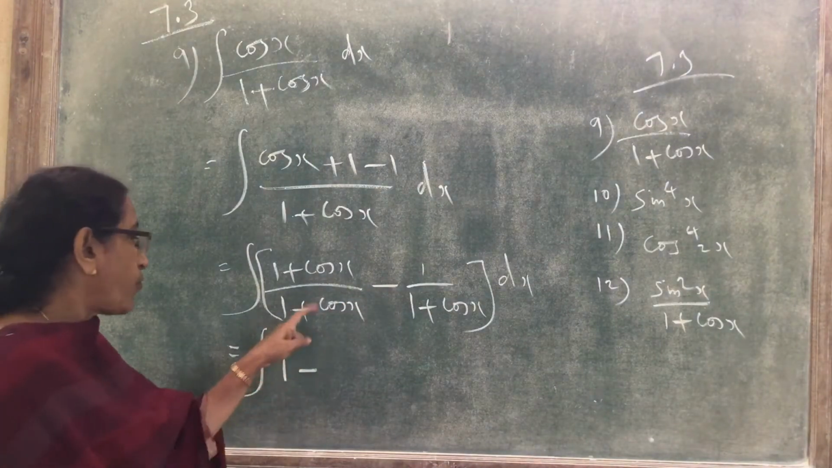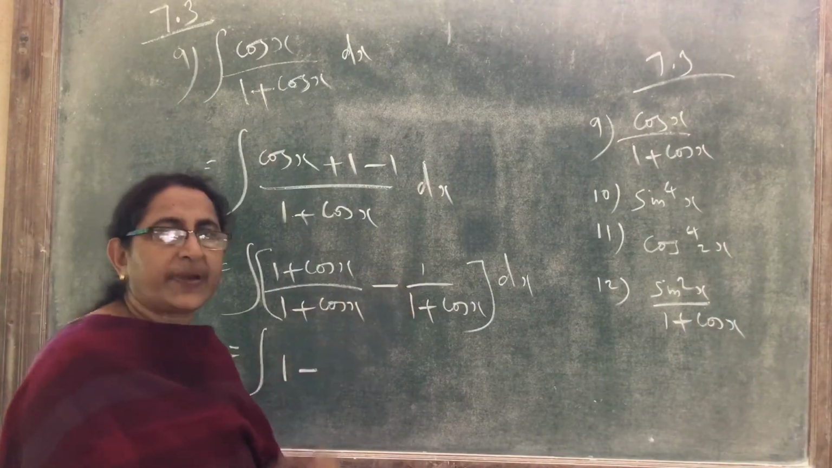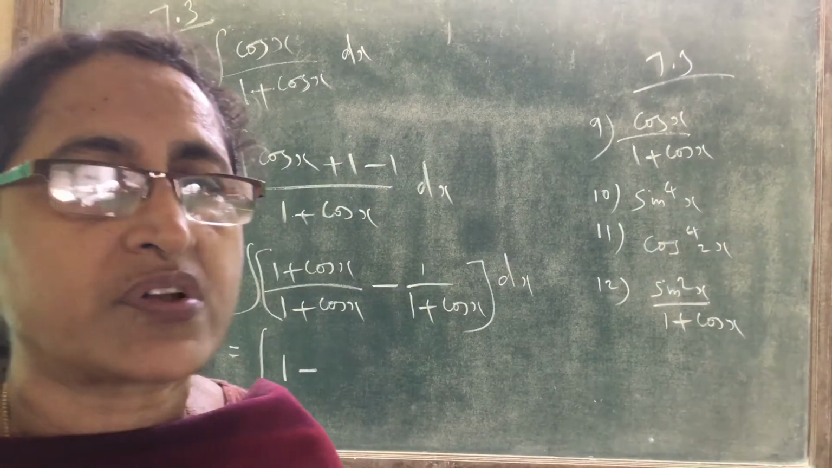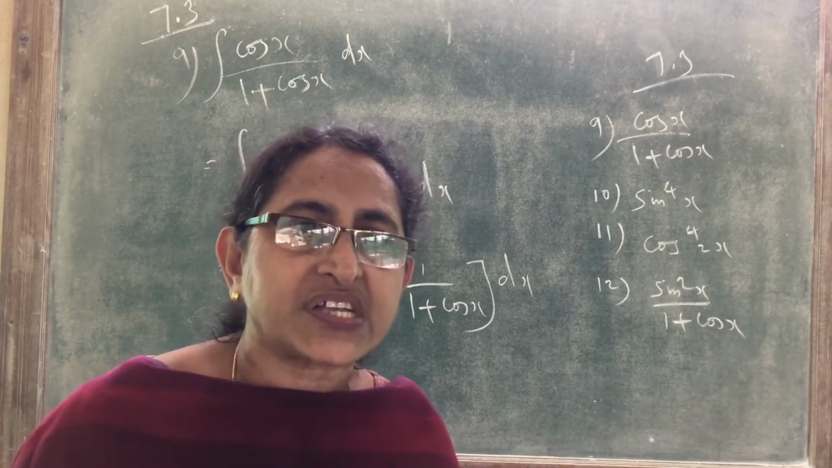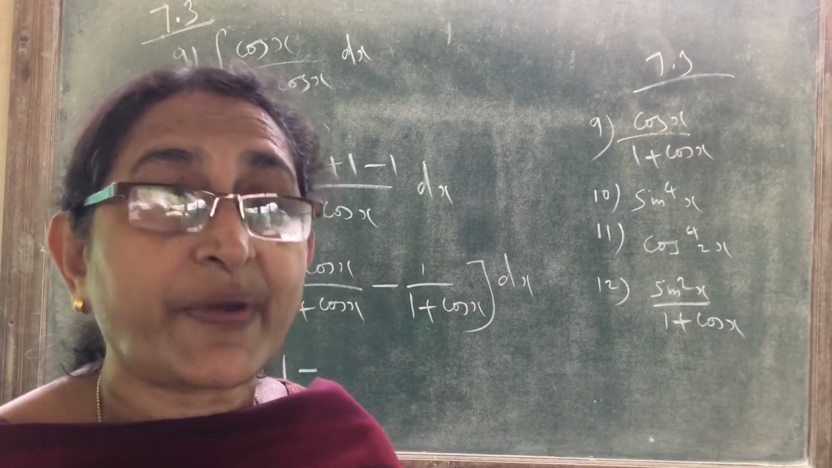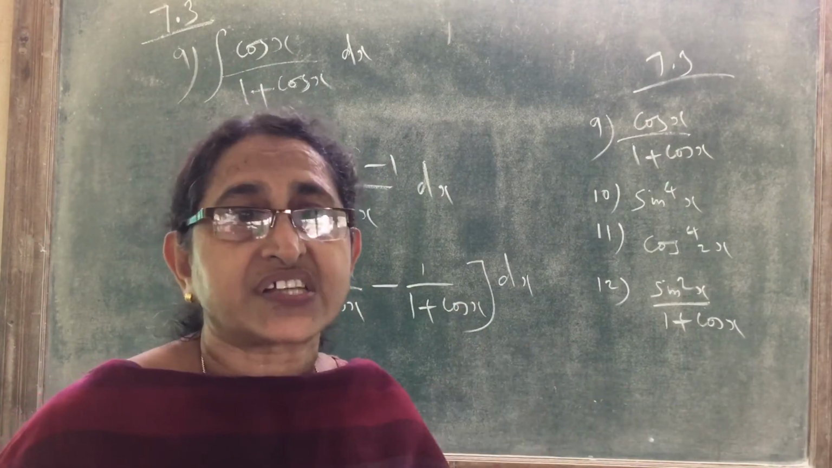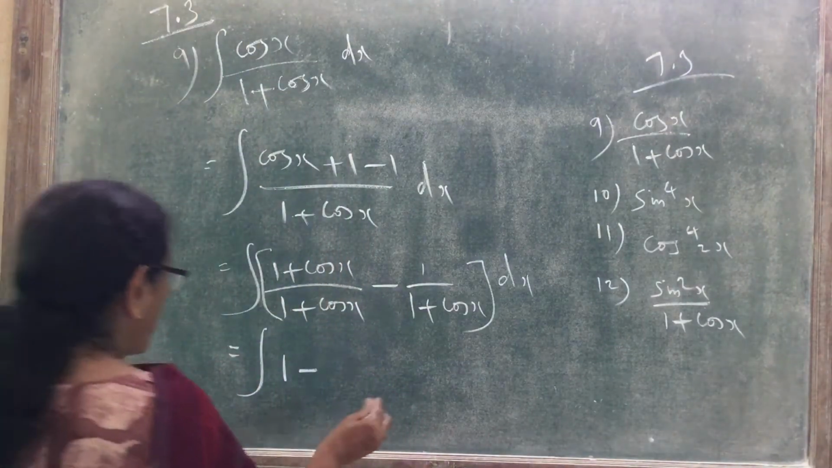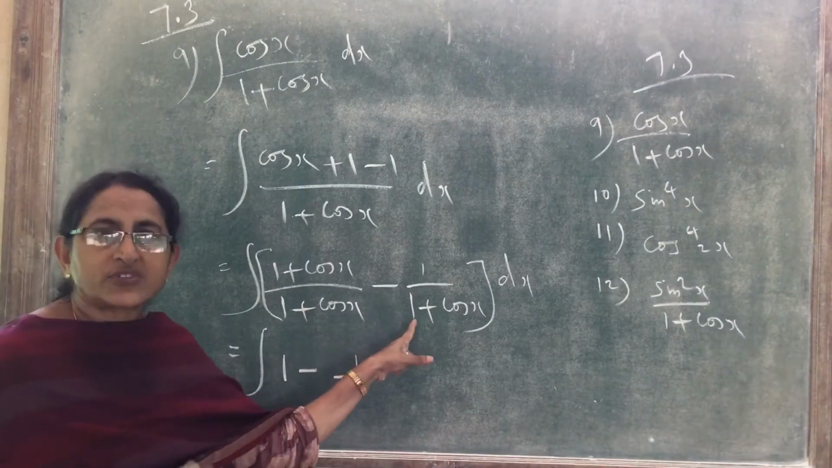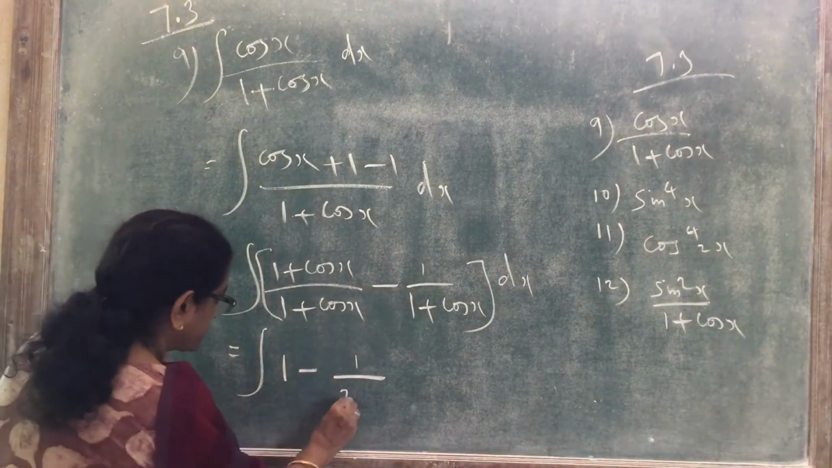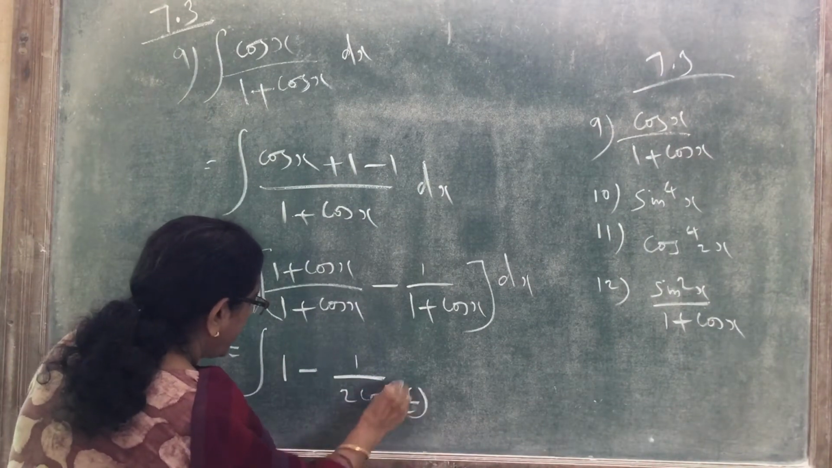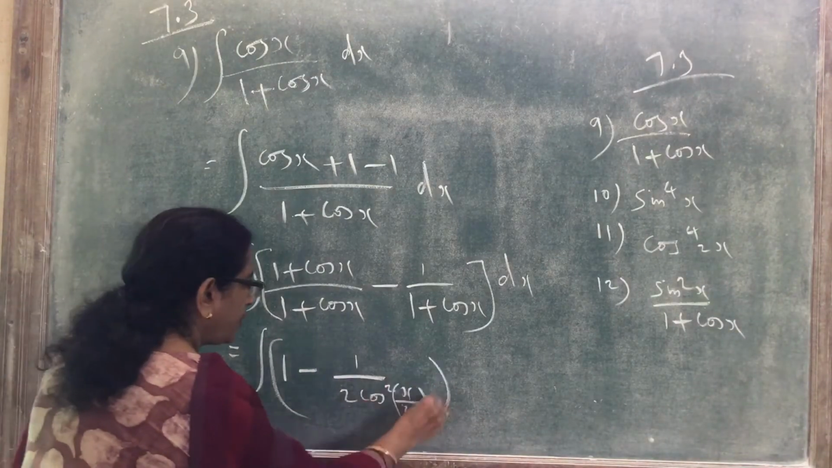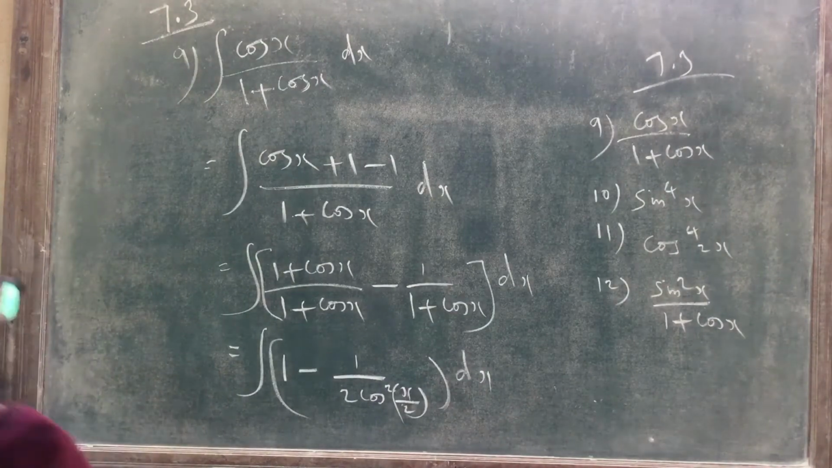We want to integrate. So 1 we know how to integrate. How do we integrate 1 by 1 plus cos x? Again I told you, everywhere when you see 1 plus cos x, you have to apply the formula. Remember what is 1 plus cos x? It is 2 cos square x by 2. Just now we applied 1 minus cos x is 2 sin square x by 2. 1 plus cos x is 2 cos square x by 2. Apply that formula. So for 1 by 1 plus cos x, I am going to substitute 2 cos square x by 2. Study that formula. Then dx. Now we can simplify and integrate.